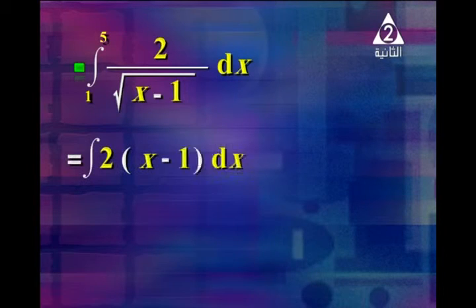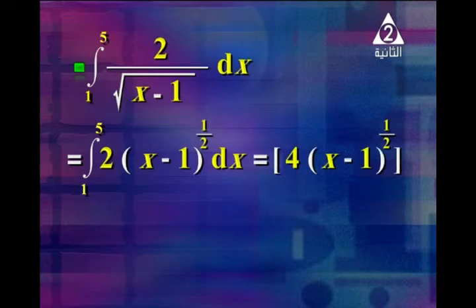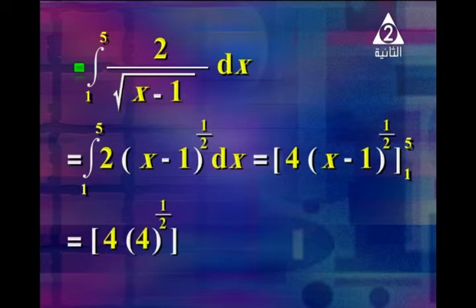Then we can rewrite the square root of x minus 1 in the denominator using x minus 1 to the power negative 1 over 2. Then the integration from 1 to 5 of 2 multiplied by bracket x minus 1 to the power half with respect to dx. 2 is a constant. Then we find 2 multiplied by the integration from 1 to 5 of x minus 1 to the power 1 over 2 dx, which equals 4 multiplied by x minus 1 power 1 over 2 from 1 to 5. By substitution of x equal 5 and x equal 1, then subtracting, it equals 8.